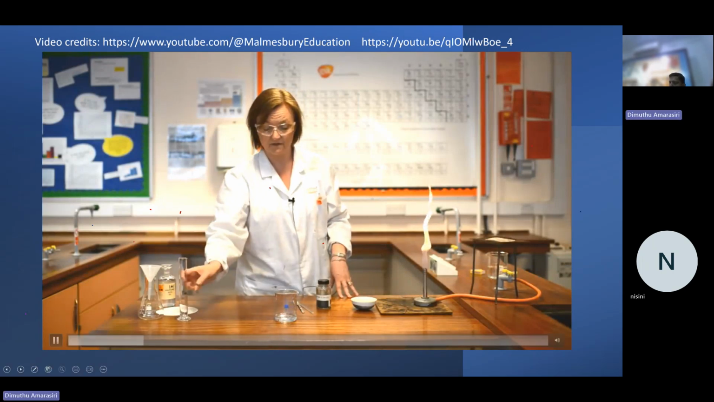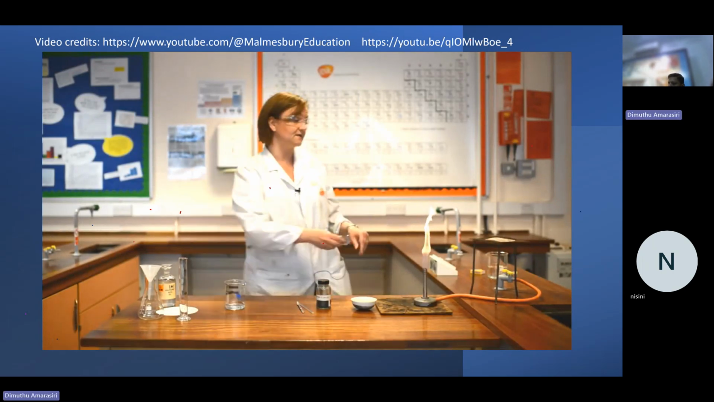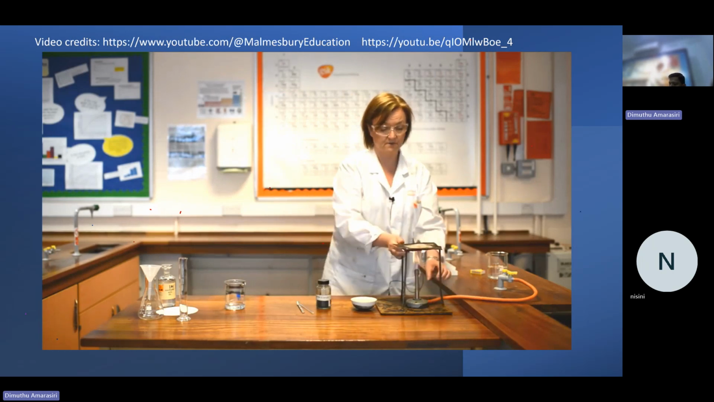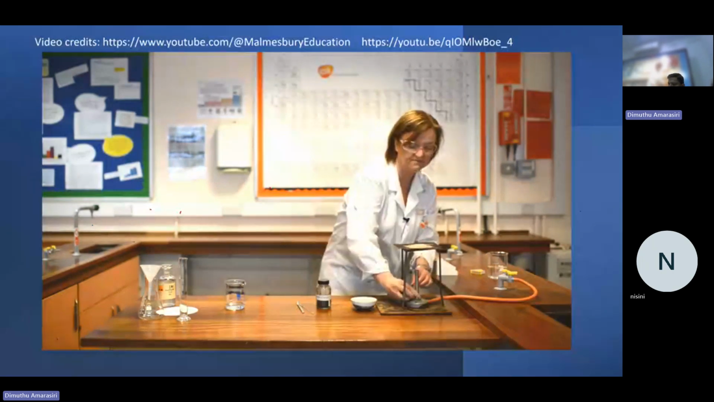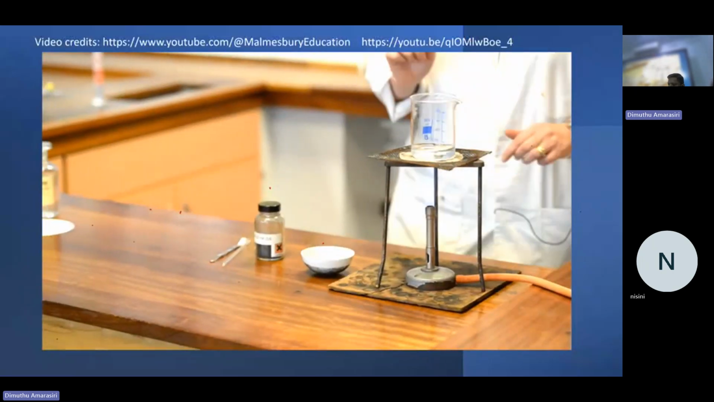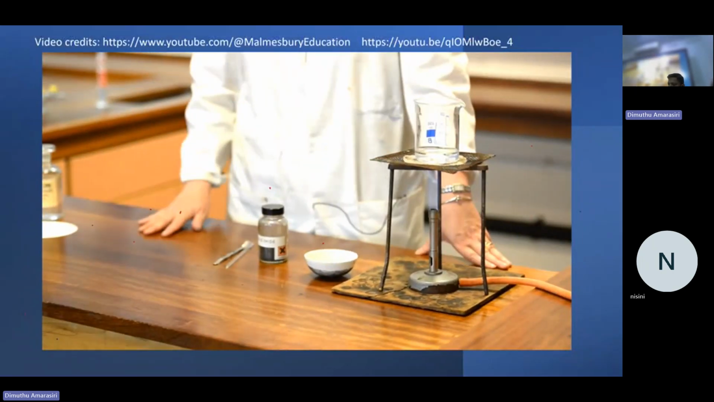Faster, I give that a bit of gentle heat. So using my tripod and gauze, I open up that Bunsen burner halfway on the air hole and pop this on just for 30 seconds or so.